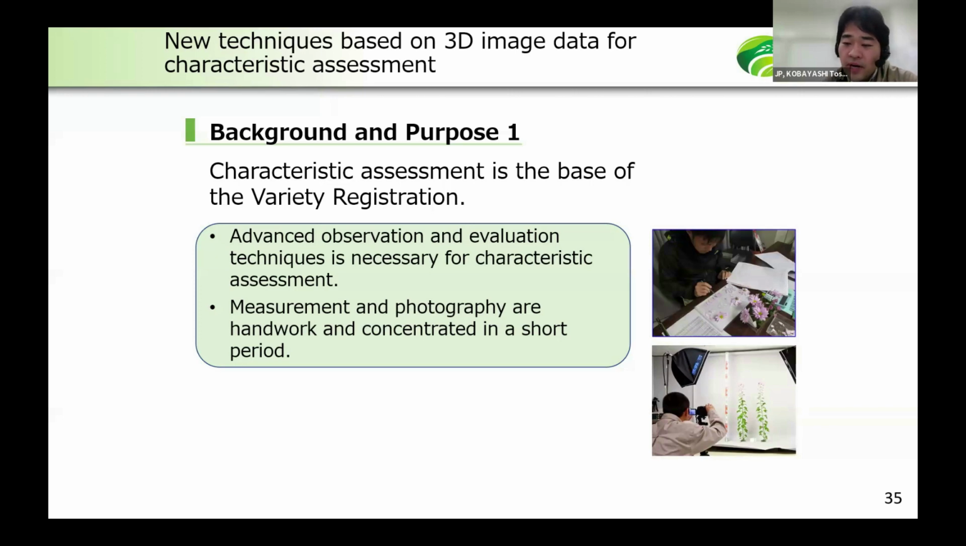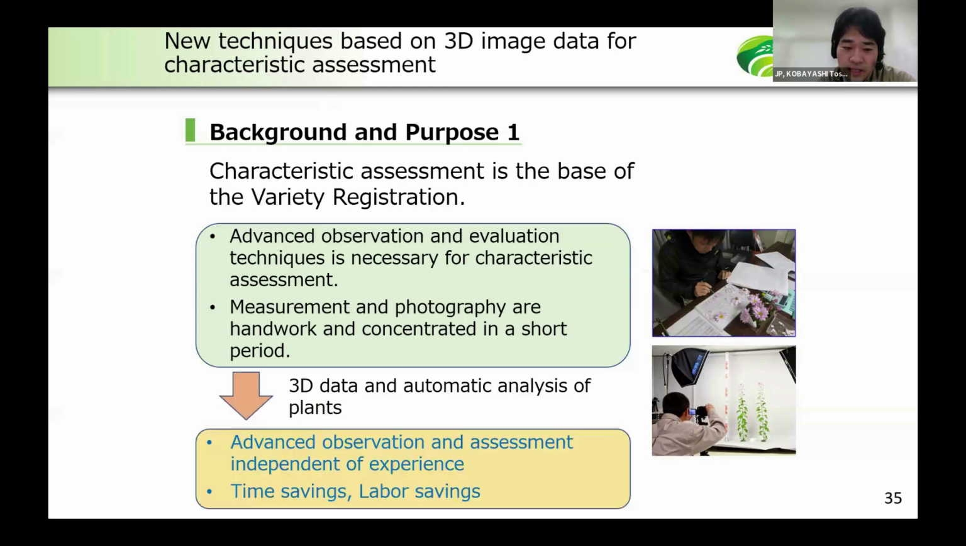Therefore, if plant images can be converted into 3D data and automatically analyzed, the advanced observation and assessment will be possible without depending on the experience of the staffs. And it is expected to shorten the time and reduce the labor required. We call this kind of 3D data as 3D model. Please, next.